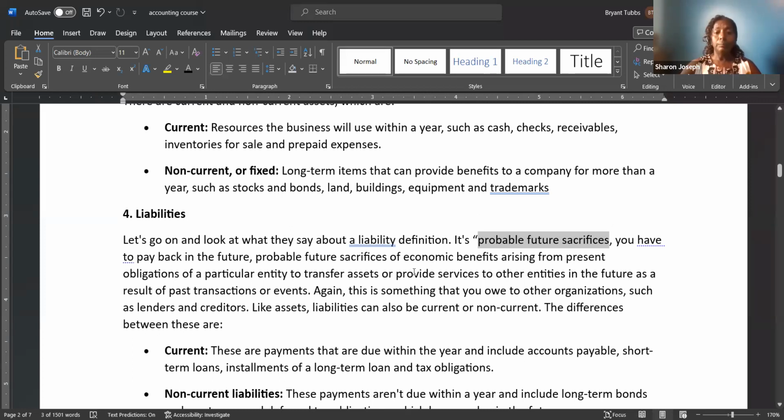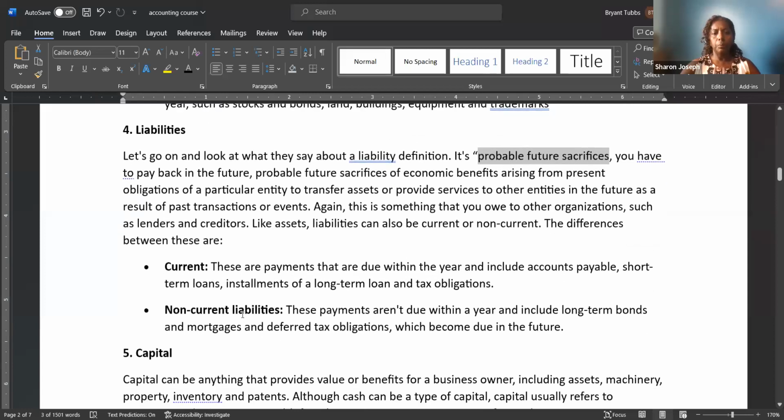So, like an asset, liabilities can be current or non-current. The difference between these two is that a current liability is something that is due within 1 year. So these are payments. They include accounts payable, short-term loans, installments, tax obligations. Again, it's anything that you have to pay back within a year.